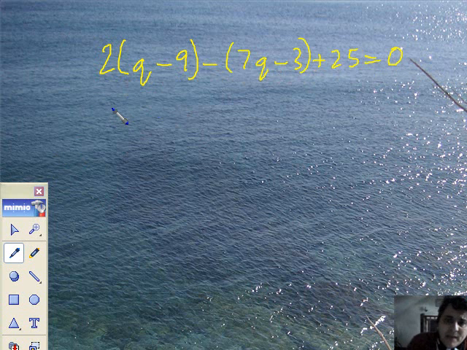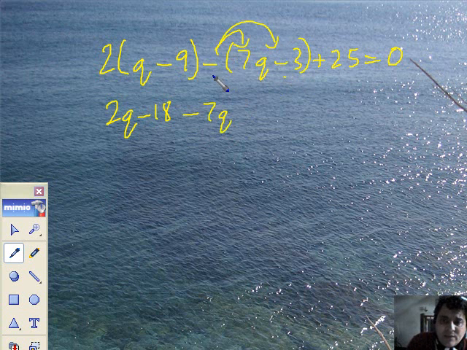Alright, break open the bracket, multiply out. So 2q minus 18, 2 9s are 18, minus 1 times 7, well that's minus 7q, and minus 1 times minus 3, please be careful, is positive 3. Minus 1 times minus 3 is plus 3. Now add on the 25, that should come to 0. Simplify it up a little bit.